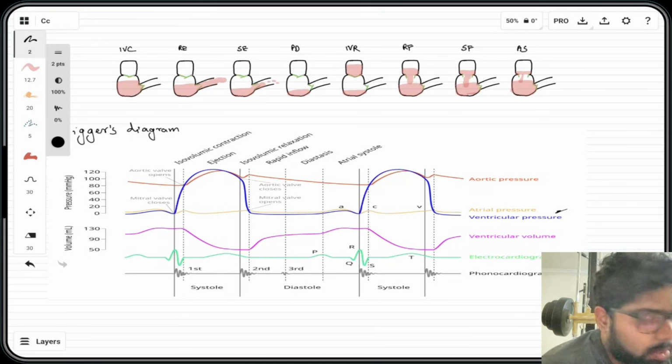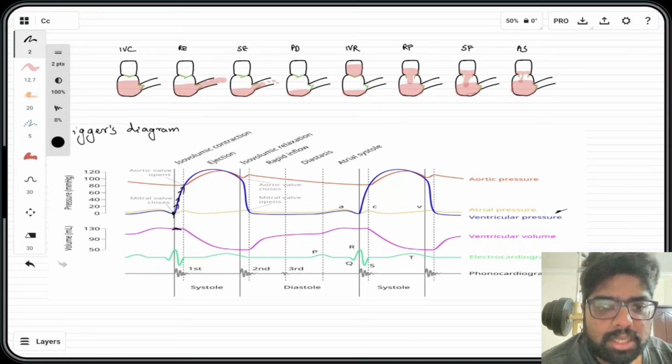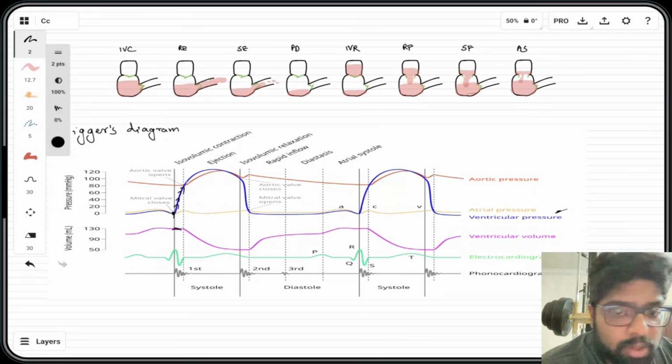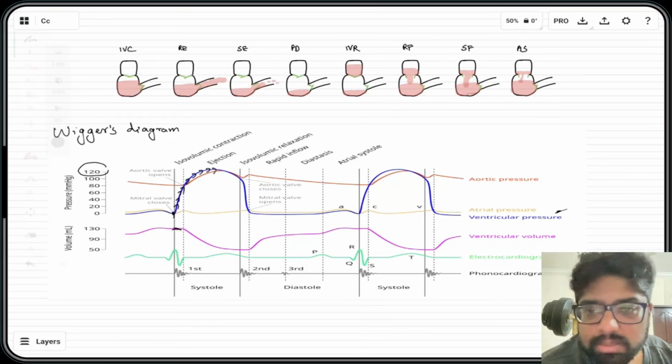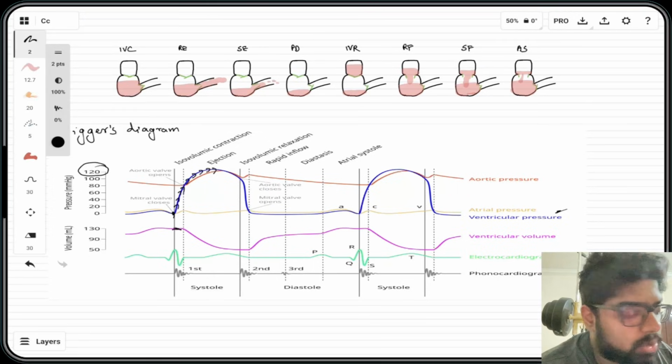So coming to the ventricular pressure curve, which is the blue one, it starts from here. There is isovolumic contraction. The pressure rapidly shoots up, but the volume remains constant because it is isovolumic contraction. Then you have got rapid ejection phase. The pressure keeps on increasing. It reaches a peak value of near systolic levels. In this case, that is around 120 millimeters of mercury.